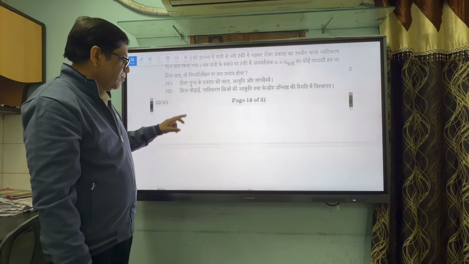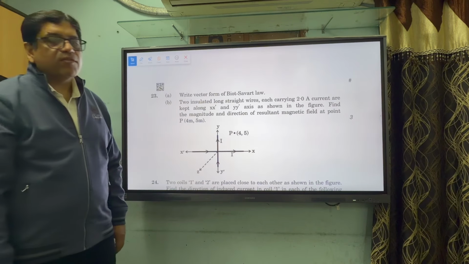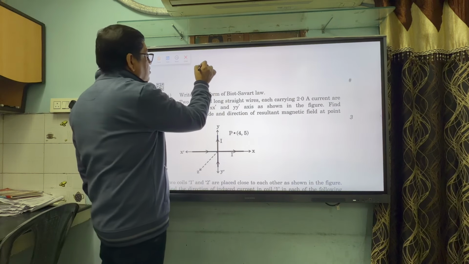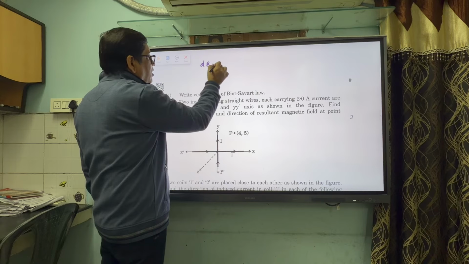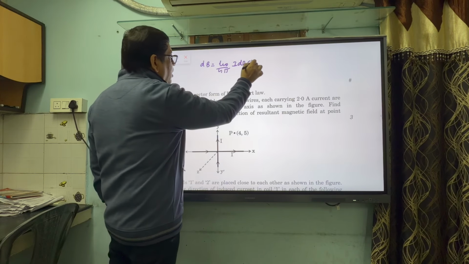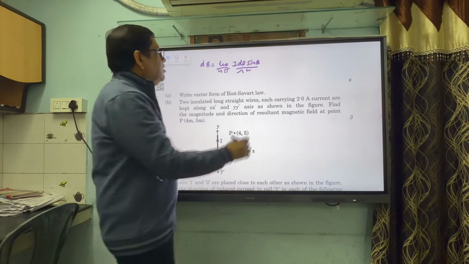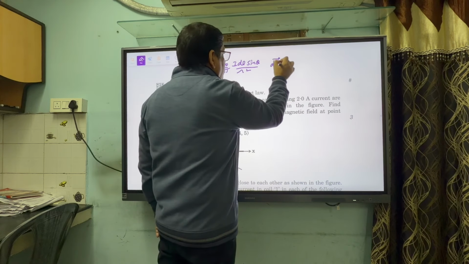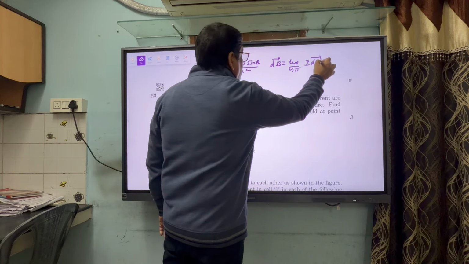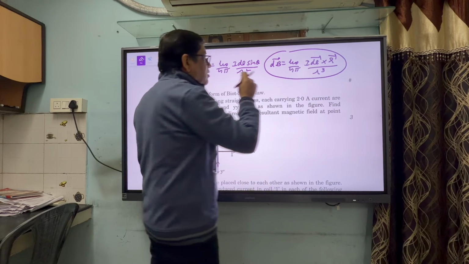Next question. Question number 23, part A. Vector form of Biot-Savart. You always know what is Biot-Savart law? Small magnetic field produced by a small element is dB equals mu naught by 4 pi, I dl sin theta divided by r square. And what is its vector form? dB vector is equal to mu naught by 4 pi, I dl vector cross r vector divided by r cube. That is the vector form of Biot-Savart.